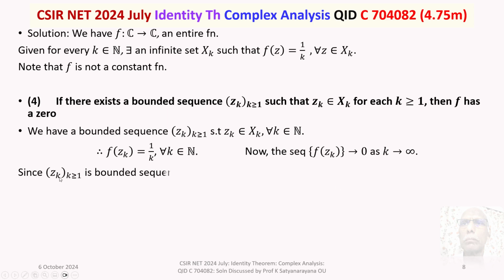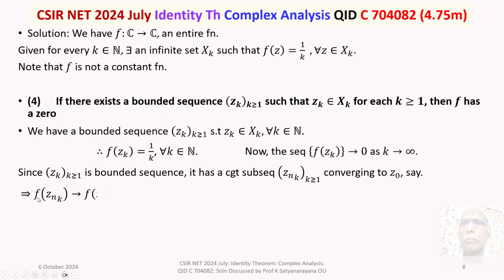Now, since z_k is a bounded sequence, and every bounded sequence has a convergent subsequence, that's a fact, it has a convergent subsequence, call it z_{n_k}, k greater than or equal to 1. Let this subsequence converge to z_0, say. So we have a subsequence z_{n_k} converging to z_0. Now, what is f? f is an entire function. That means it is analytic. Analytic means it is differentiable. Differentiable means it is continuous.